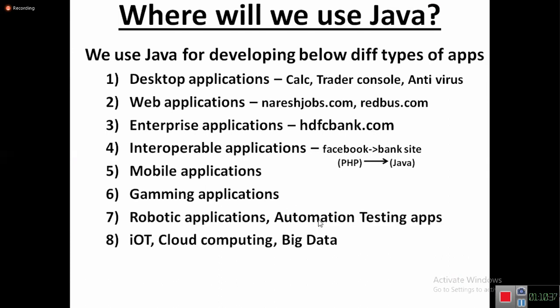Robotic application, automatic testing application, automation testing application, IoT, cloud computing, big data. So I just gave numbers here and combined: 8, 9, 10, 11, 12. So these 12 different types of applications we can develop by using Java. If you carefully observe, sir, it is very, very important.